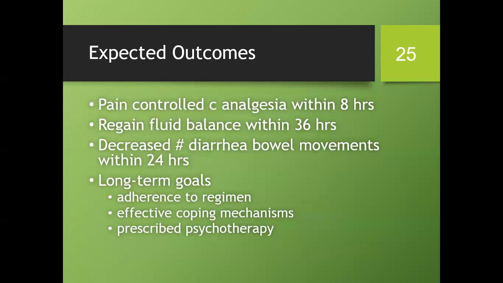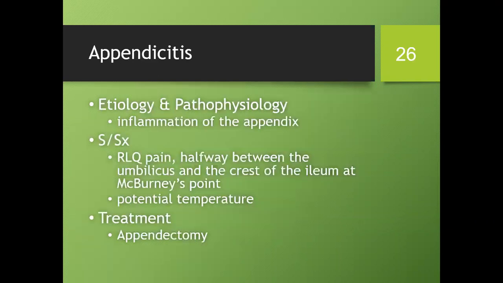Pain controlled with analgesia, hopefully within 8 hours, not anesthesia, although it would be controlled with anesthesia as well. We want to give them pain medications and make sure that they're working appropriately. The goal is to have it well controlled within 8 hours, that they're regaining their fluid balance within 36 hours, and that they have a decreased number of diarrhea bowel movements within 24 hours. And then long-term goals: that they adhere to the regimen, both medications and diet, that they have effective coping mechanisms for the disorder, and that they're prescribed psychotherapy if necessary.